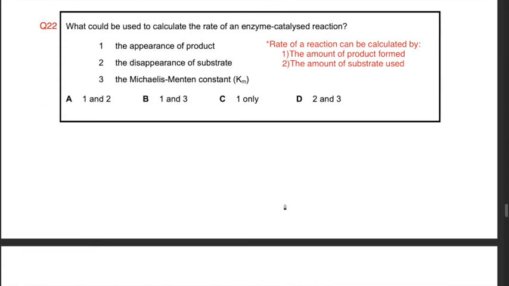Question 22. What could be used to calculate the rate of an enzyme catalyzed reaction? 1. The appearance of product. 2. The disappearance of substrate. 3. The Michaelis-Menten constant. The rate of an enzyme catalyzed reaction is generally calculated by the amount of product formed or the amount of substrate used. Hence, the best possible answer is A, 1 and 2 only, because the rate of reaction is generally defined as the amount of product formed over time or the amount of substrate used over time.